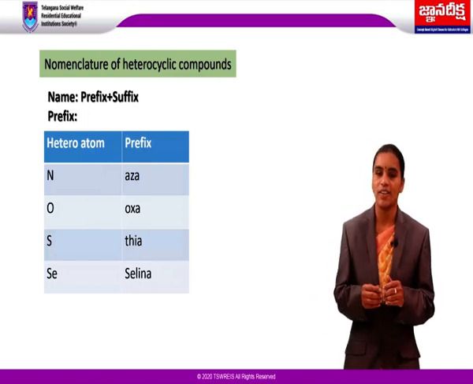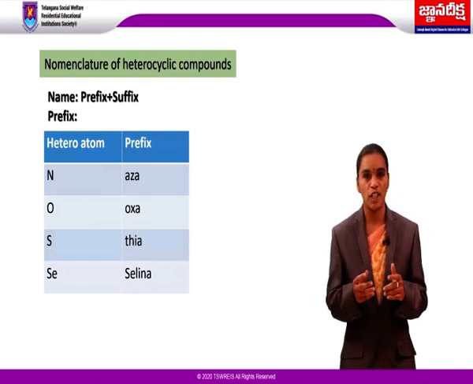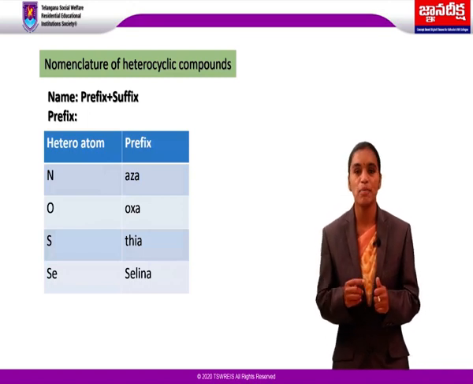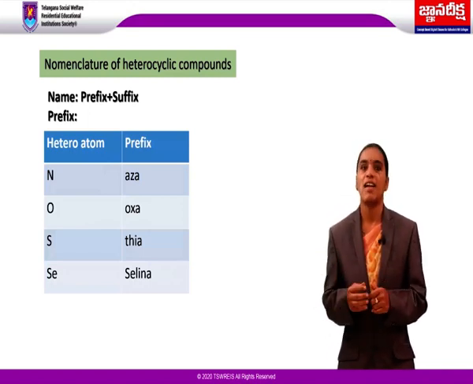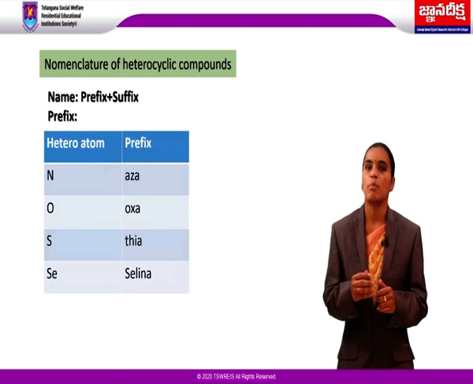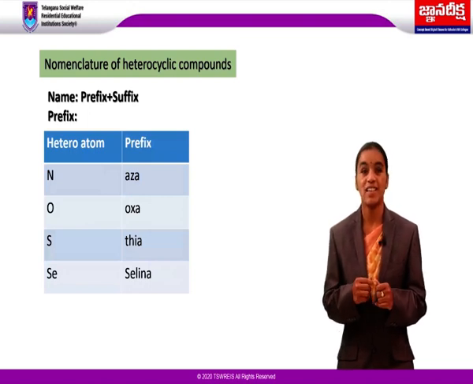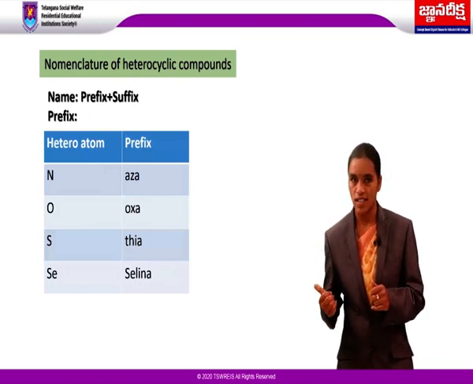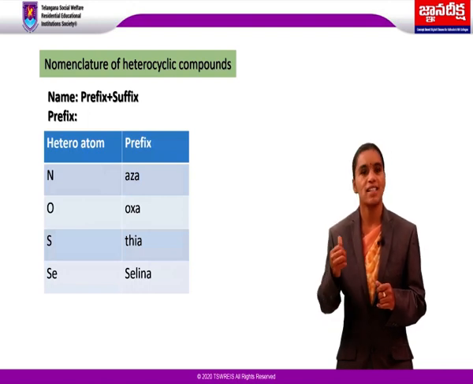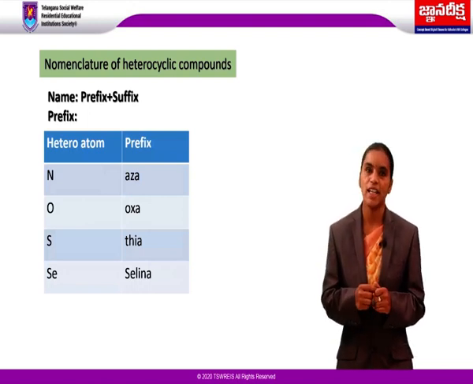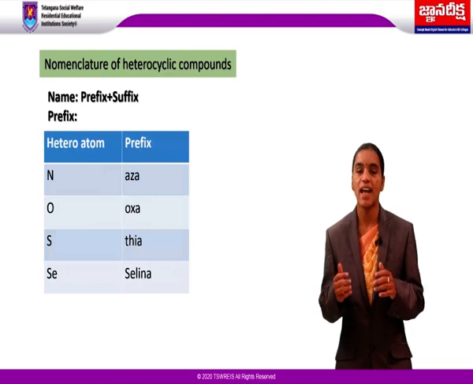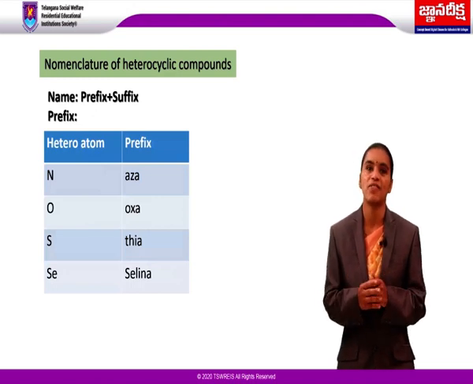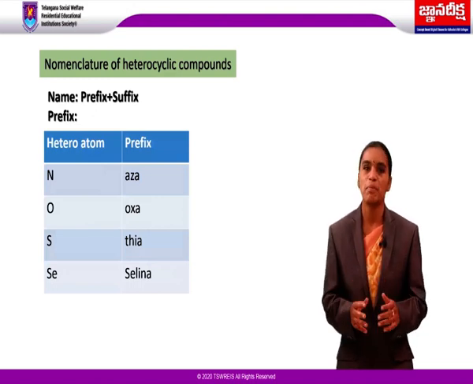If in the given compound a heteroatom is nitrogen, then the prefix is aza. If the heteroatom is oxygen, then the prefix is oxa. For sulfur, the prefix is thia, and for selenium, the prefix is selena. Like this, by using the reference, first we have to give the prefix.